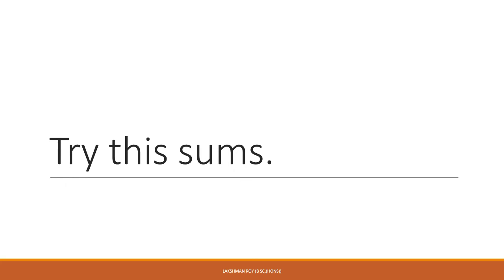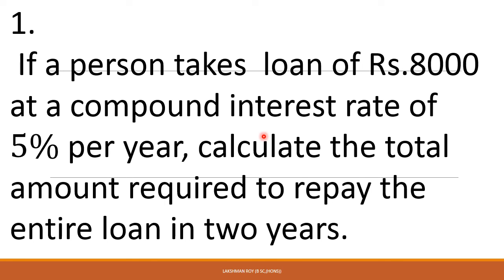Now students, you can try the following sums. I'll explain one sum, how to solve, and the other ones you have to try. First question here: a person takes a loan of 88,000 rupees at a compound interest rate of 5% per year. Calculate the total amount required to repay the entire loan in 2 years. So that is one question. You can try that one.